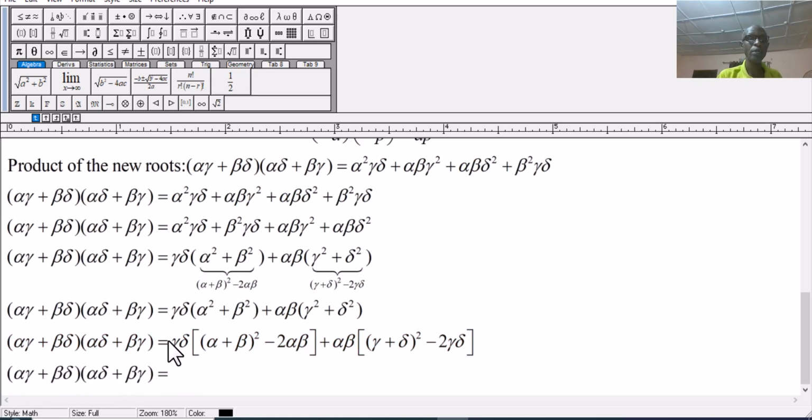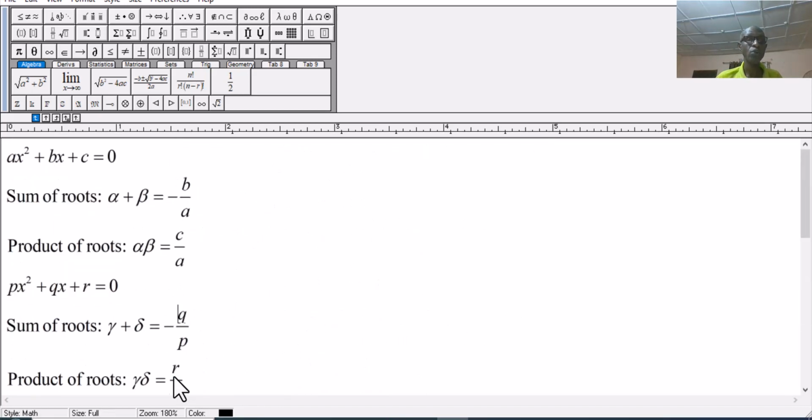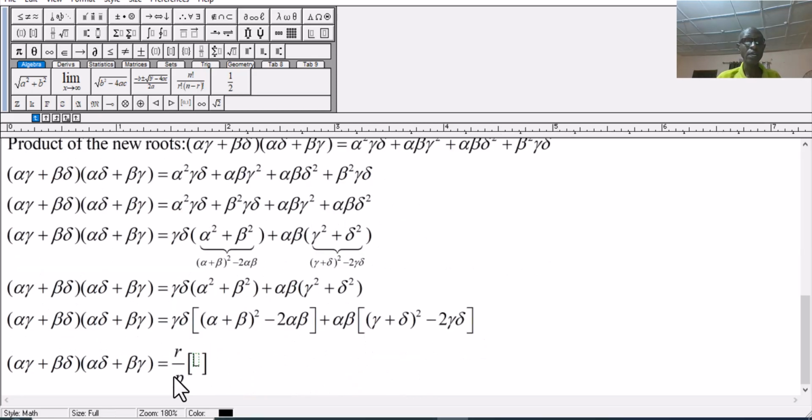So now our product of gamma delta is r over p. This is r over p. You can go over it. So our product is r over p. Now this other one, what we have there is minus c over a all squared minus 2.